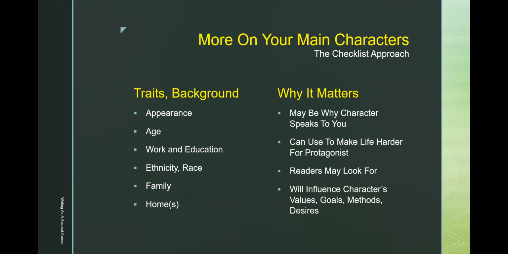Another approach to your main characters, and this is not either or, you can do both of these things, is to take what I think of as the checklist approach and start filling in certain traits or background about your protagonist. How does that person look? Or if it's an animal, if it's a robot, what is the appearance, age, work, education, race, ethnicity, family, home life, where do they live? These types of background items can help you formulate who your character is.